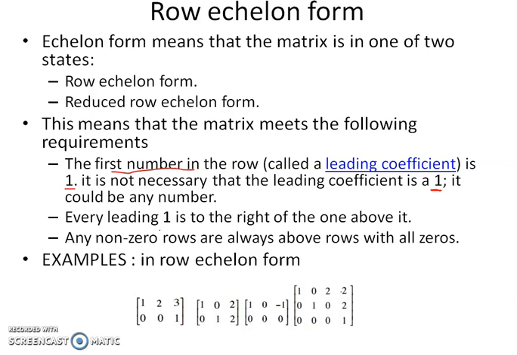And every leading one is to the right of the one above it. That is, in order to choose the pivot, what is the condition? Every pivot will be to the right of the one obtained in the row above. Any non-zero rows are always above the rows with all zeros. So rows with all zeros will come towards the bottom of the matrix, and rows with non-zero values will come on the top. So these are the conditions that will be satisfied for any row echelon form.